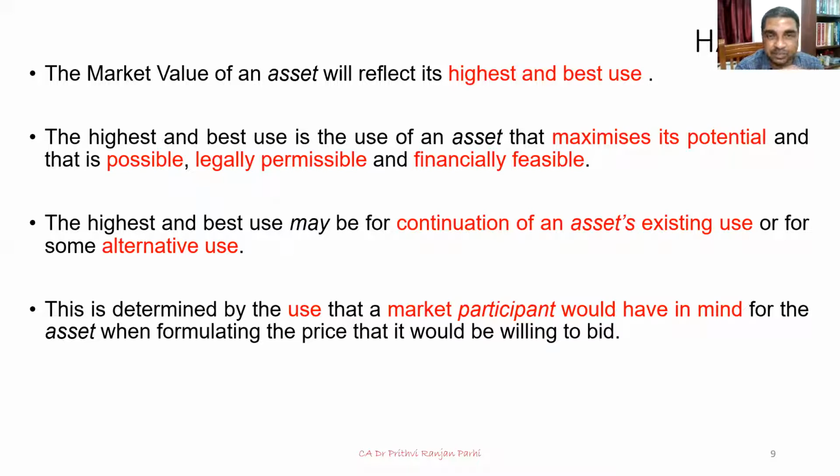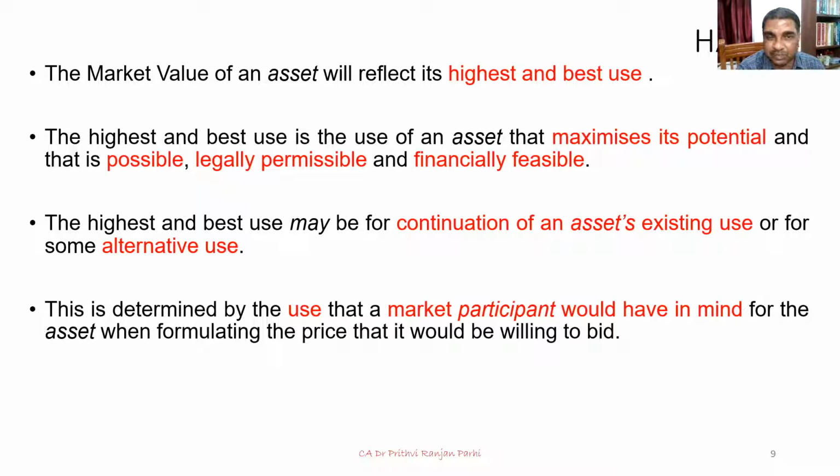This HABU is in fact a valuation premise. We'll be learning about it in detail. The highest and best use is the use of an asset that maximizes its potential, and that is possible, legally permissible, and financially feasible. If all three things are there, we can say this shows the highest and best use value. The asset should be used with maximum potential. It should be possible to use it in that manner, and the law should permit it. And financially also, it is feasible to use that asset in that manner. After using it, it should give suitable return. Then only you can say it is the highest and best use.